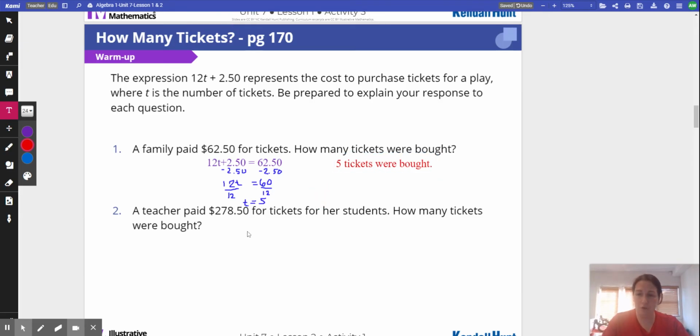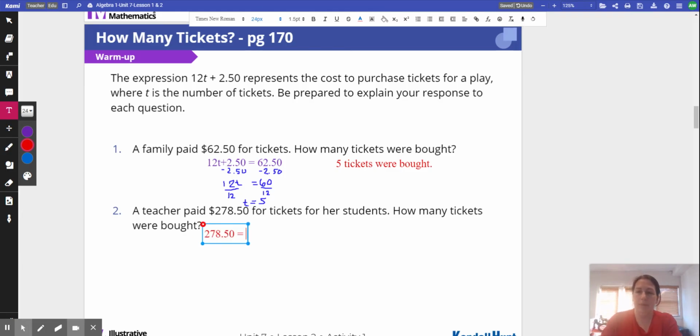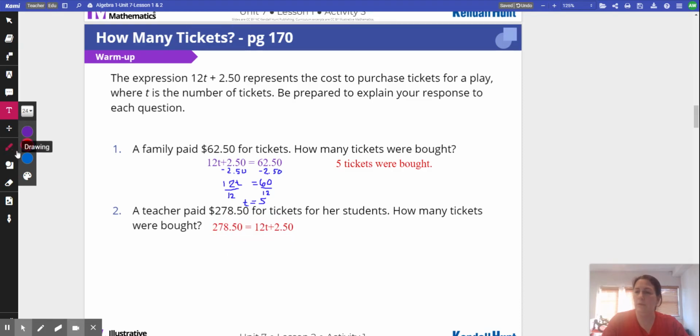All right, a teacher paid $278.50, and they're using the same expression. So we have to solve this equation to find how many tickets were bought. Same process: solve to find how many tickets were bought.